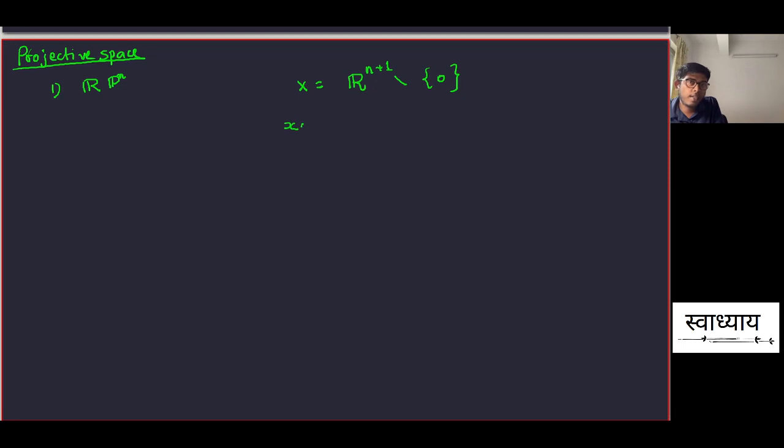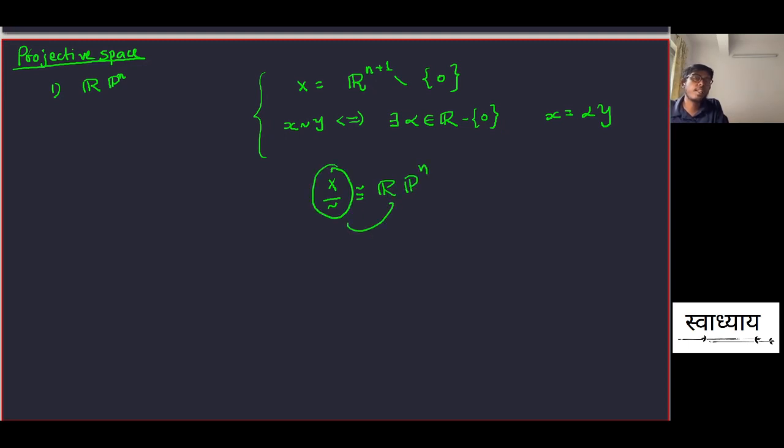So I am saying that x is related to y if and only if there exists alpha, of course non-zero, a real number, such that x equals alpha y. See, alpha cannot be 0 because x and y are non-zero anyway. So if this is the thing, then we say that X mod this is the same as RPn. Okay, so basically this we call RPn.